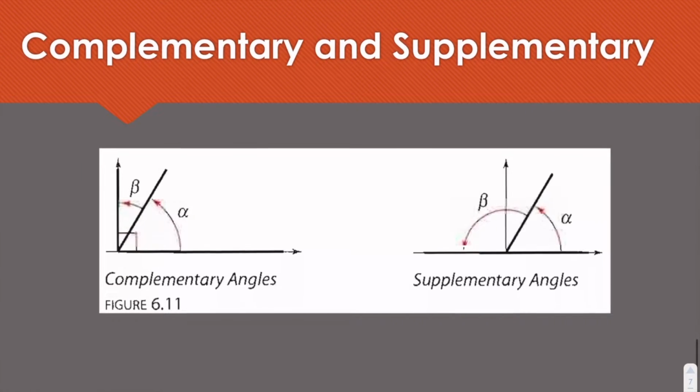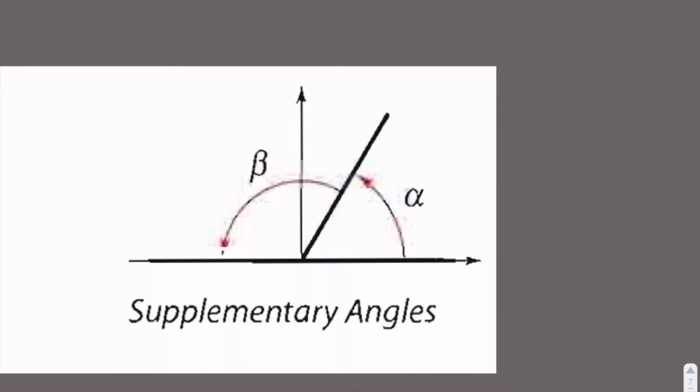You should remember too that there are these descriptions called complementary and supplementary. Complementary angles are those that add to 90 degrees. So alpha plus beta, if I add those together, I get 90 degrees. That makes alpha the complement of beta, and beta the complement of alpha. Similarly, we can talk about supplementary, and the big difference is that two angles that add to 180 degrees are called supplementary angles. In this picture, alpha plus beta makes 180 degrees, and so alpha is the supplement of beta, and beta is the supplement of alpha.